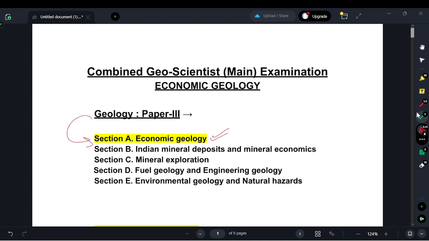Okay, and after that we will be moving to section B, that is the Indian mineral deposits and mineral economics. Then we'll be moving toward mineral exploration. Many universities haven't taught the mineral exploration part, so many of my friends who were not from my university were having problems in section C of this paper. So I would be taking that also from the exam point of view, the mineral exploration part, and then we'll go with fuel geology and engineering geology. Environmental geology and natural hazards are quite easy, you know. This is a very easy paper. You just need to read through the pages. So it's a very easy one.